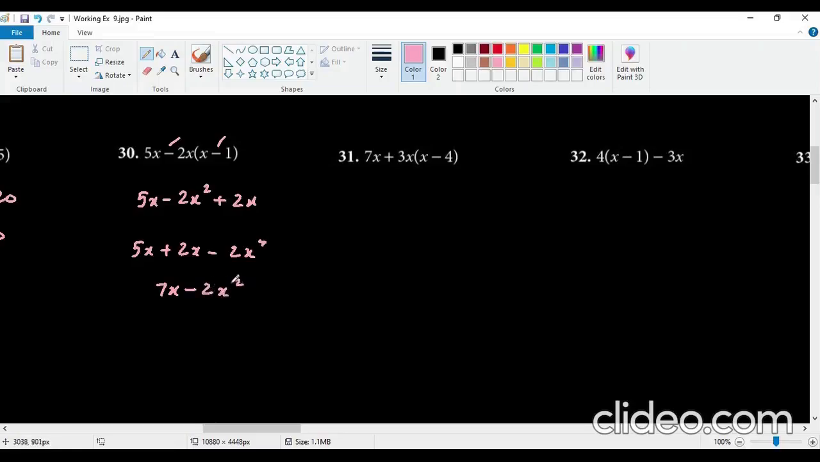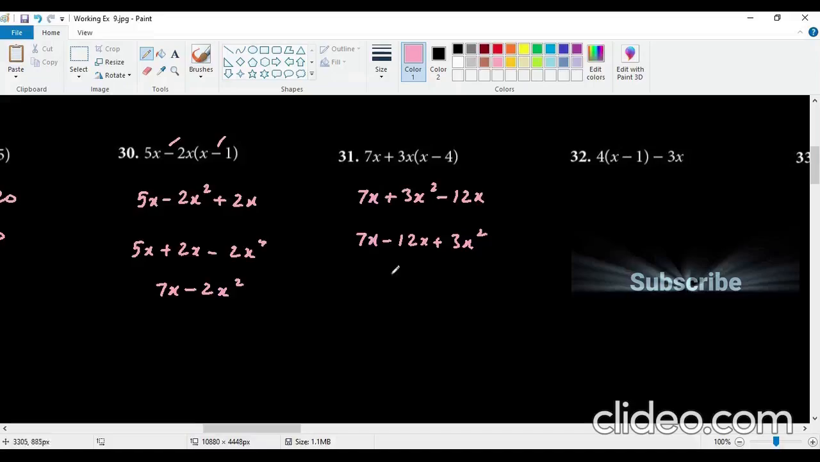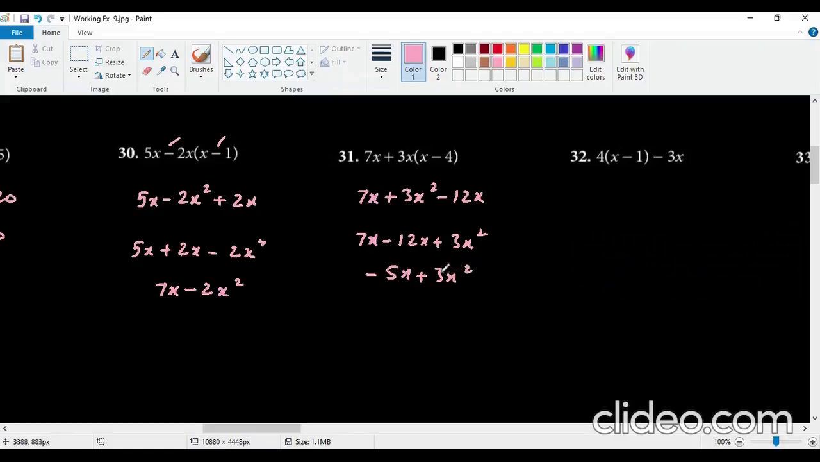When it comes to 31, it is 7x plus 3x square, plus minus is a minus. 3 times 4 is a 12x is going to be your answer. So 7x minus 12x plus 3x square, and this is going to give you minus 5x plus 3x square as an answer for question number 31.